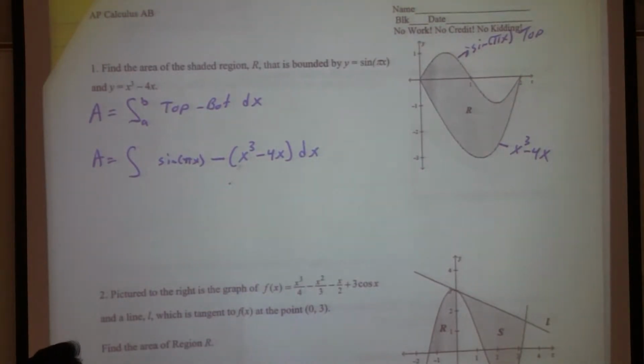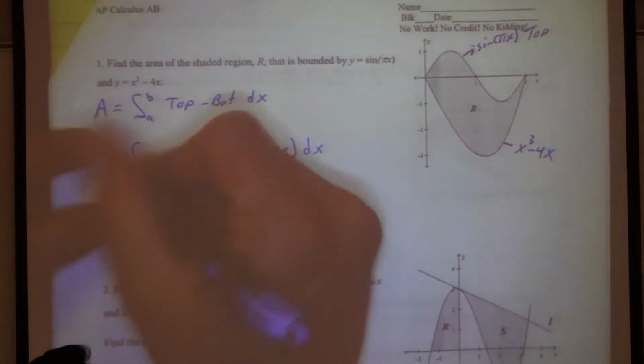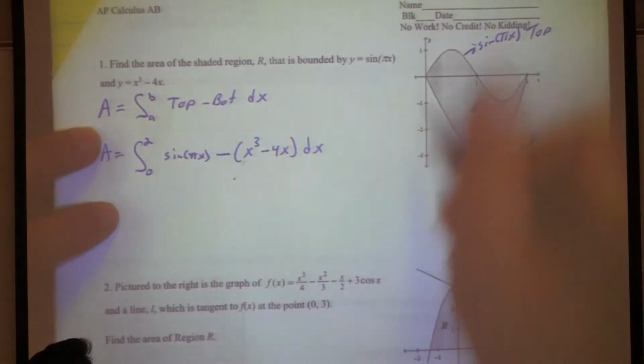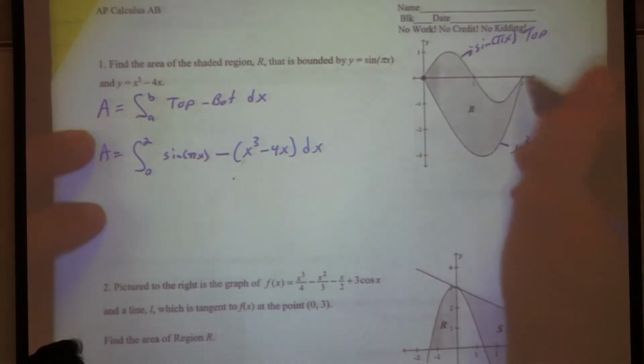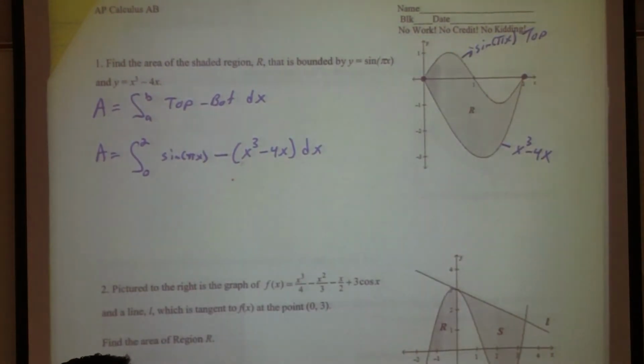Alright. So then, the limits, what would be my limits? 0 to 2. How do I know it's 0 to 2? Because that's where they're intersecting, right? What would I do if they didn't give me a graph? How would I find those intersections? What would I have to do to find the intersection points if I didn't have a graph? Very good. Set them equal to each other and solve for x.